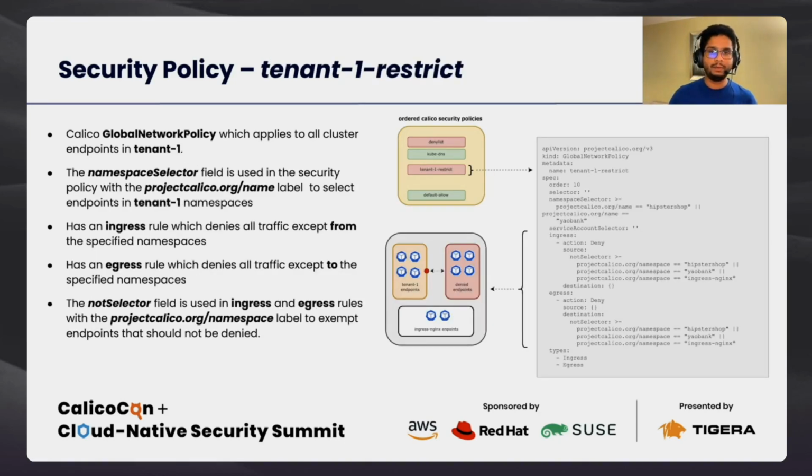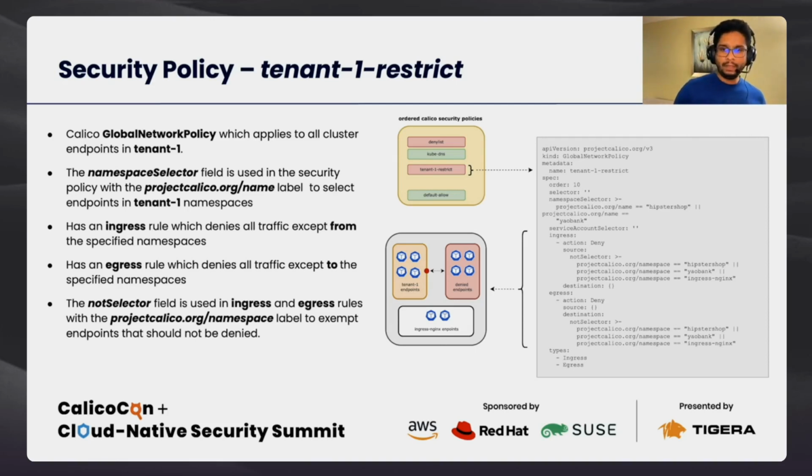This policy is called Tenant 1 Restrict. This is the Calico Global Network policy which applies to all cluster endpoints in Tenant 1. The namespace selector field is used in the security policy with the projectcalico.org/name label to select endpoints in the tenant1 namespaces. It has an ingress rule which denies all traffic except from the specified namespaces. It has an egress rule which denies traffic except to the specified namespaces. And the not selector field is used in ingress and egress rules with the projectcalico.org/namespace label to exempt endpoints that should not be denied.